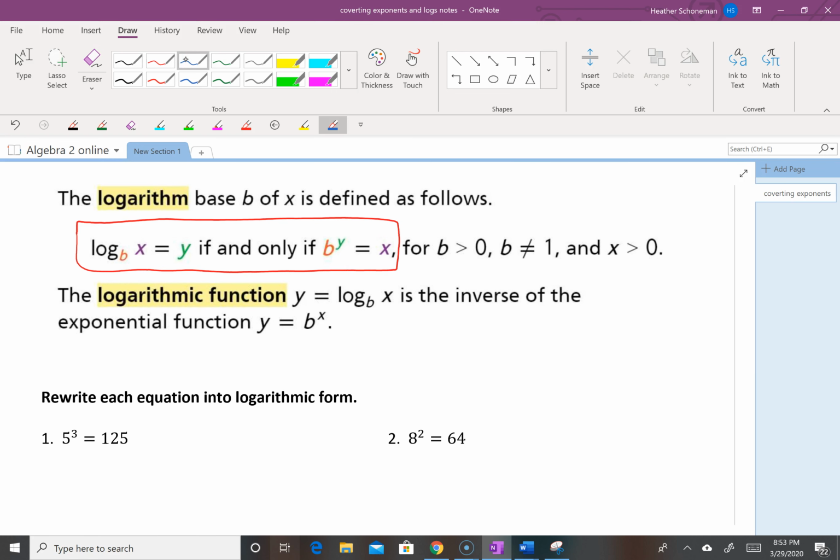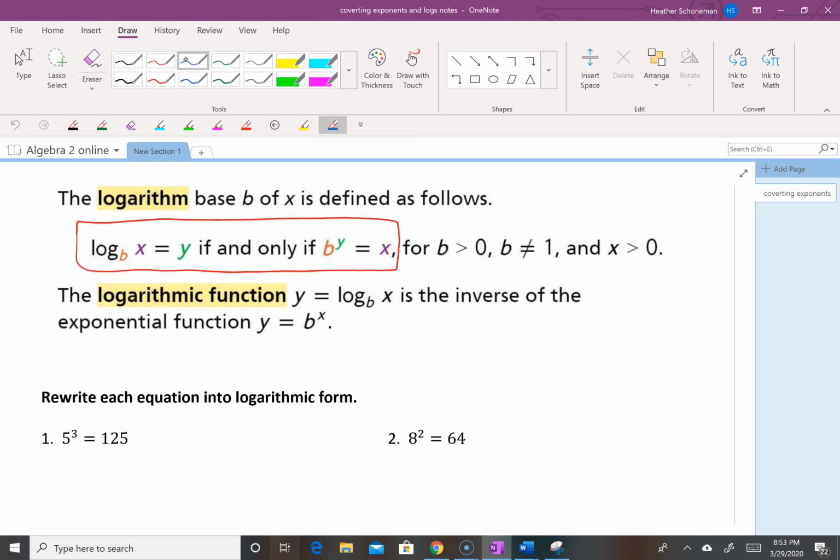So the first one is 5 to the third equals 125. And you're saying, well, there's nothing to solve. 5 to the third is 125. And you're right. We aren't solving anything. We're simply writing it a new way. It's like saying that, okay, I'm 42. So I could say I'm 42, or I could say that I'm 40 plus 2.